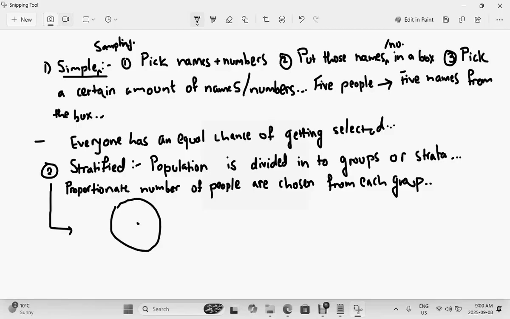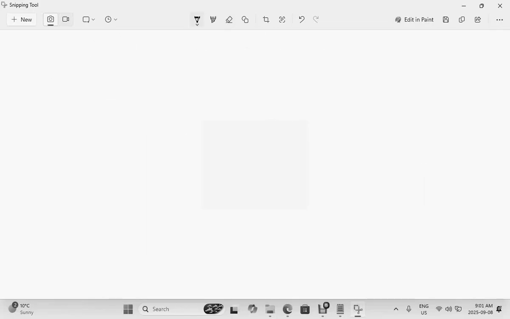So you have group A and group B, as shown on the pie chart. Now, apart from stratified sampling, you have something called cluster samples. So this is cluster.